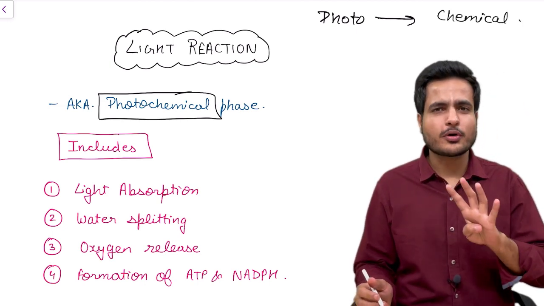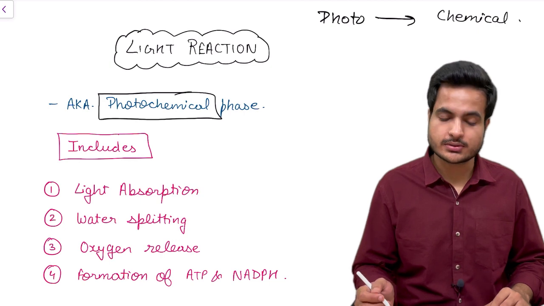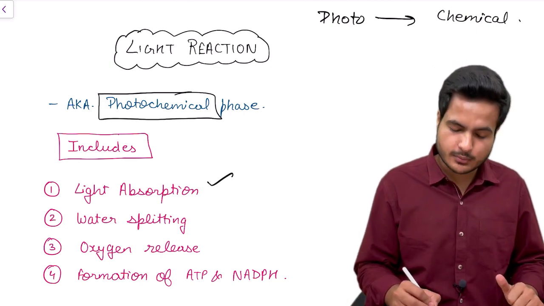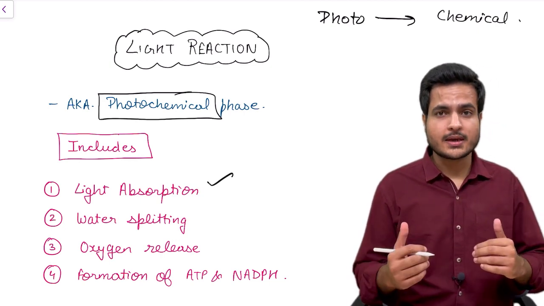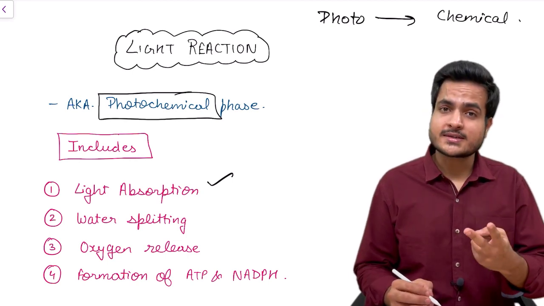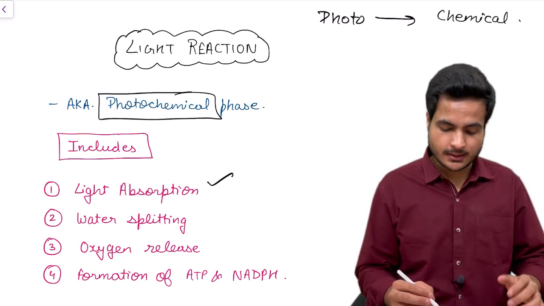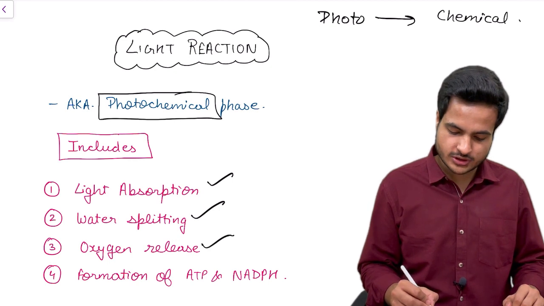So we have four important steps in this light reaction. The first one is light absorption. Plant absorbs sunlight. Now the second step and the third step are connected, that means water splitting and oxygen release.